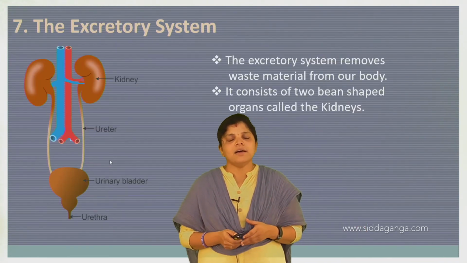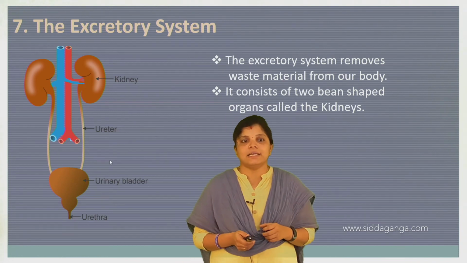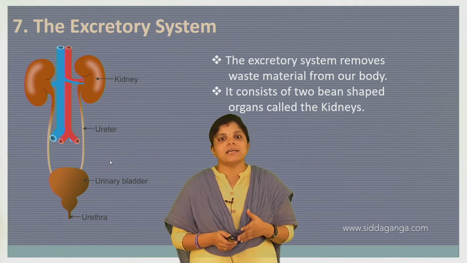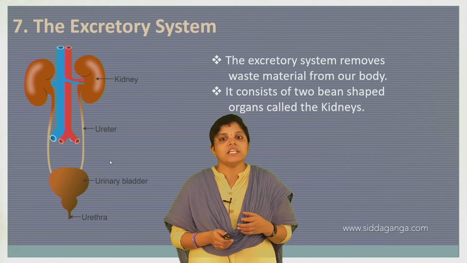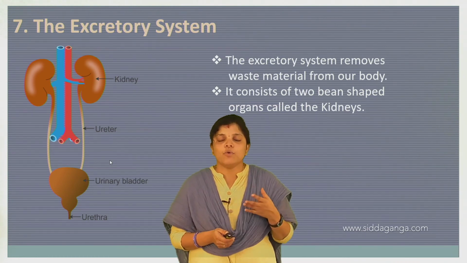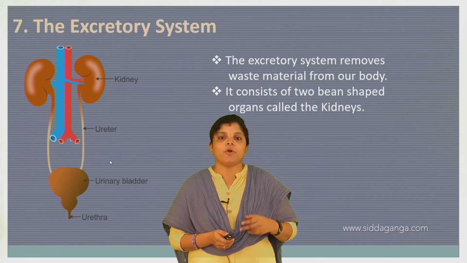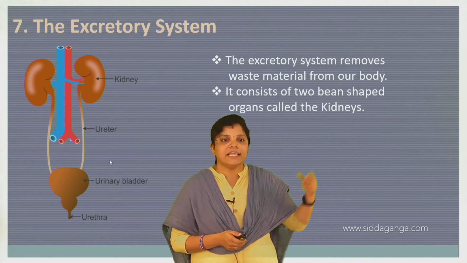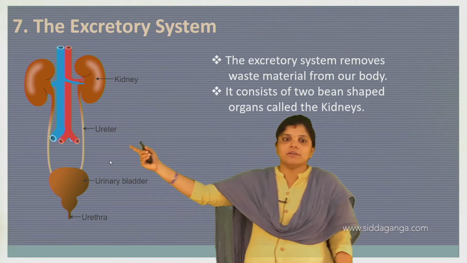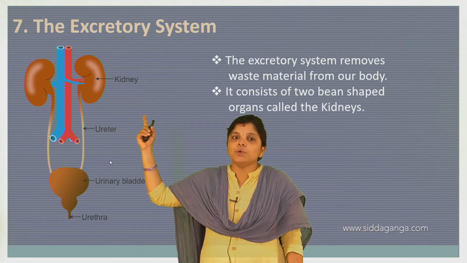Okay, as the last one, it is the excretory system. See, this excretory system helps to remove waste material from our body. Normally our excretory system consists of two bean-shaped organs, that is the kidneys. Just observe the picture here. Kidneys, see, there are two kidneys.